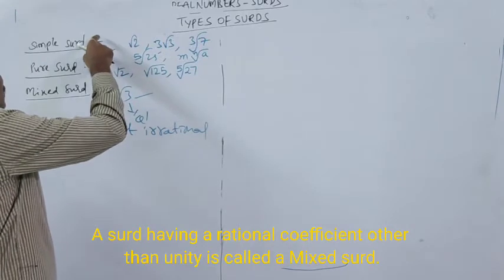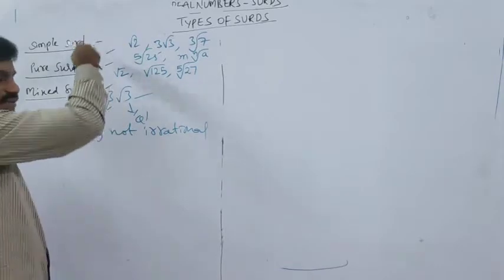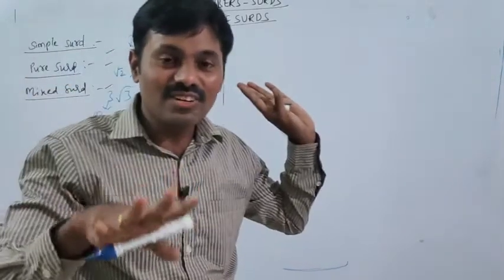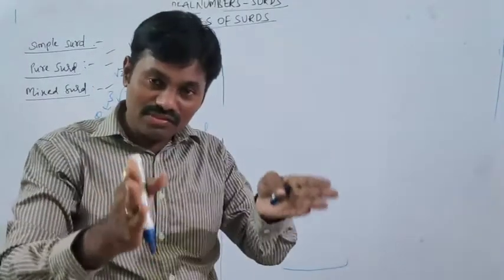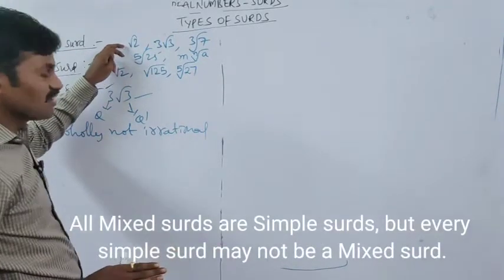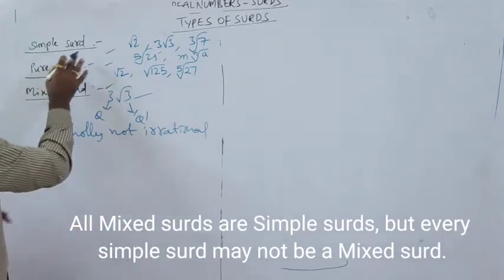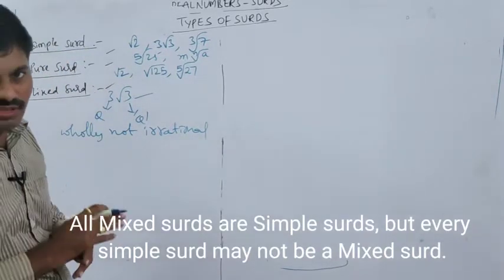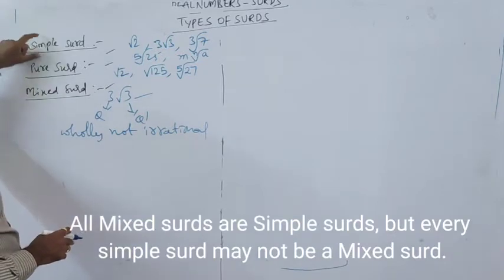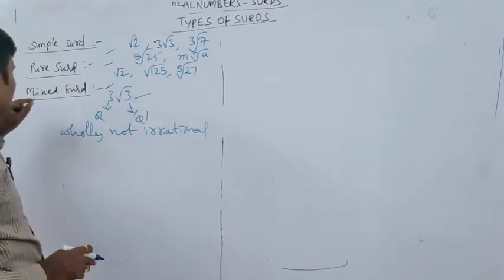But when you come to the simple surd, all pure surds and mixed surds come under simple surds, because here there is no discussion of the coefficient. There is only discussion about the number of surds. So if it has only one surd, then it is a simple surd, let the coefficient be whatever it may be. So these three are somewhat interlinked to each other. Yes. So pure surd and mixed surd come under simple surds. But if the simple surd has coefficient 1, such type of surds are pure surds.